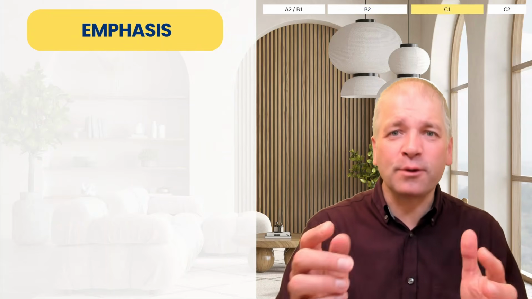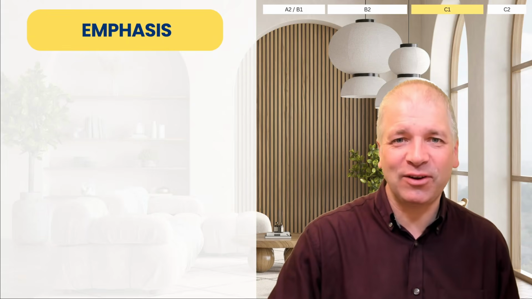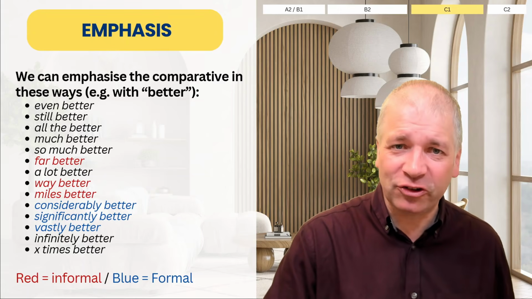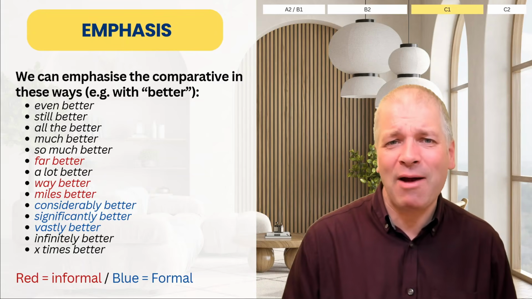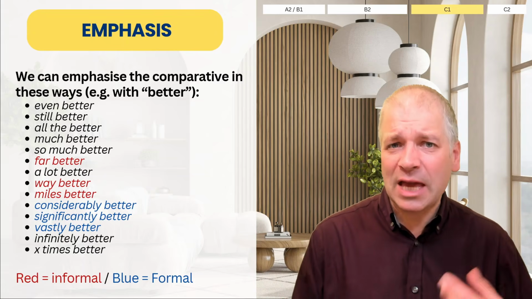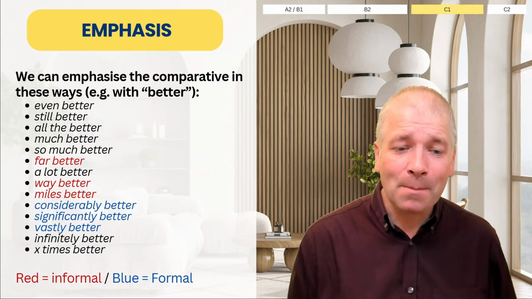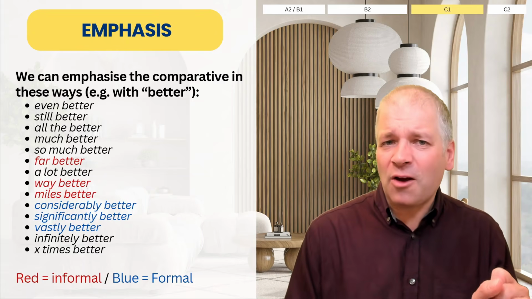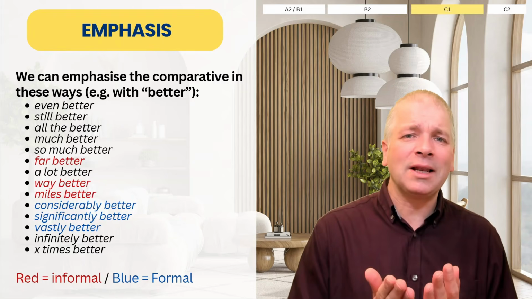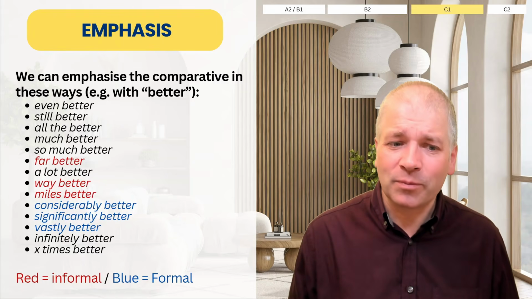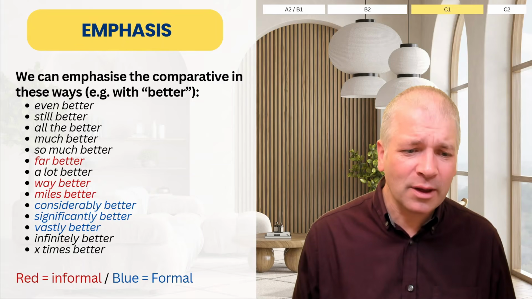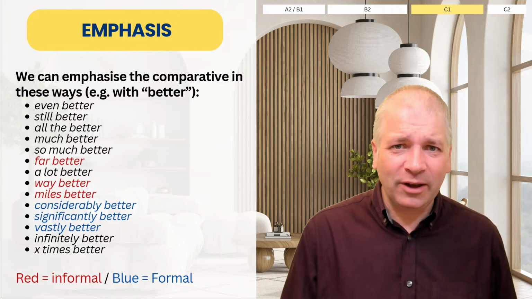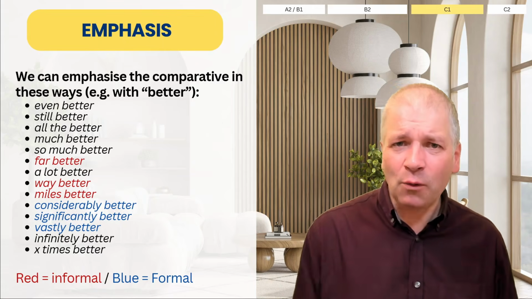We also have lots of options if we want to emphasize comparatives. Here's a list of common ways that people emphasize the comparative in English. And I'm using better as an example of the comparative that we are emphasizing. So we have even better, still better, all the better, much better, so much better. Then we have far better. And I've put this in red because this would be used more commonly in an informal situation. So far better would be informally used. Oh, it's far better than the other. But if I say, oh, it's a lot better, that would be more neutral. That could be used informally or formally.